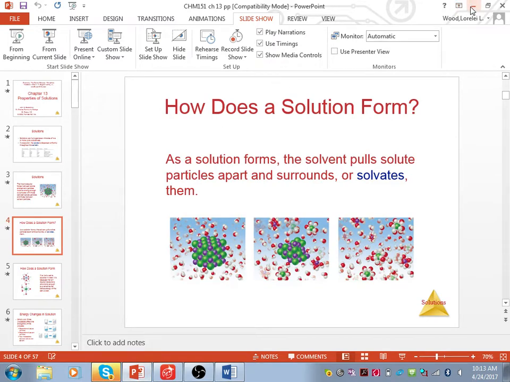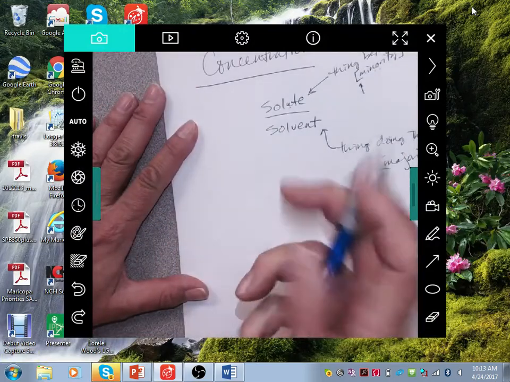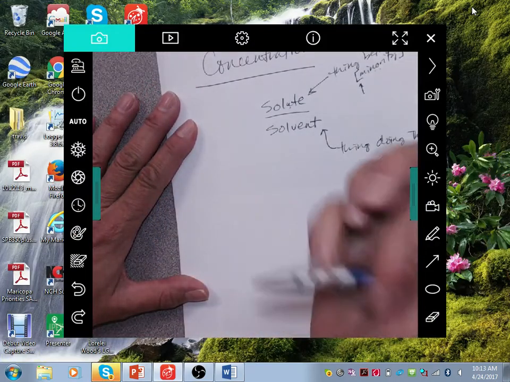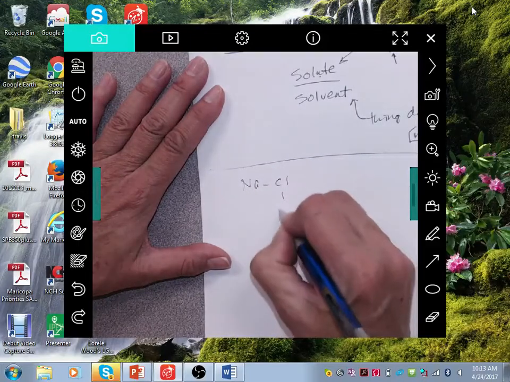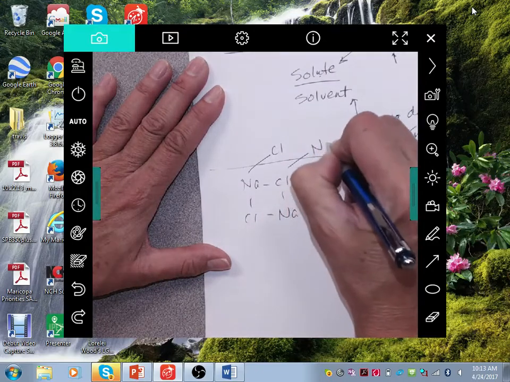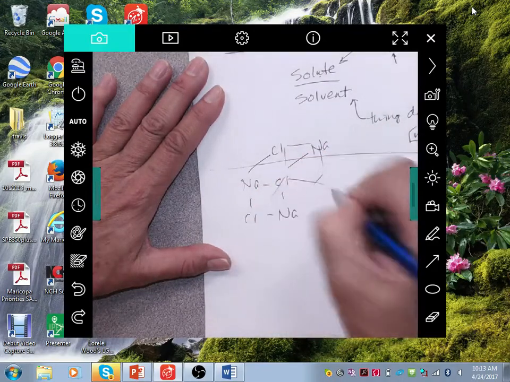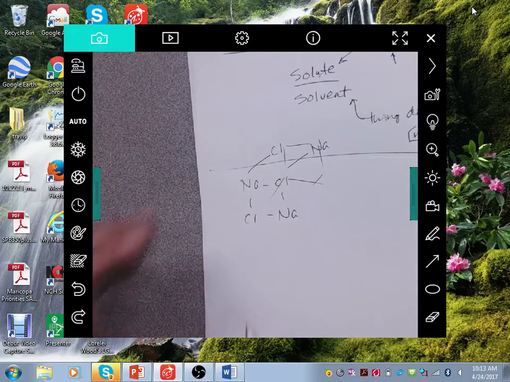So let's talk about solution formation for a minute, in terms of the energy requirements. We've already talked about when you take a sodium chloride crystal, a 3-dimensional structure with repeating sodium and chlorine ions. You plunk it in water, and the water molecules will gang up.